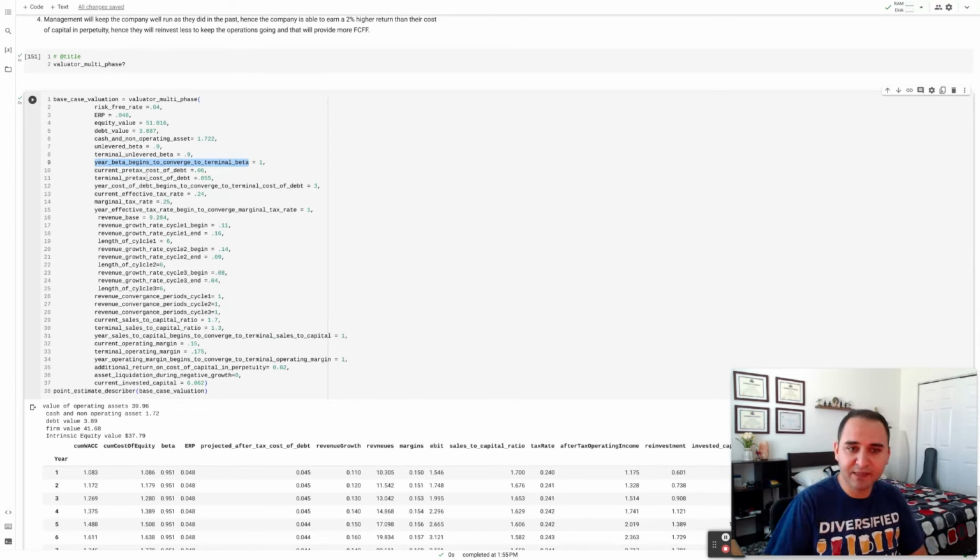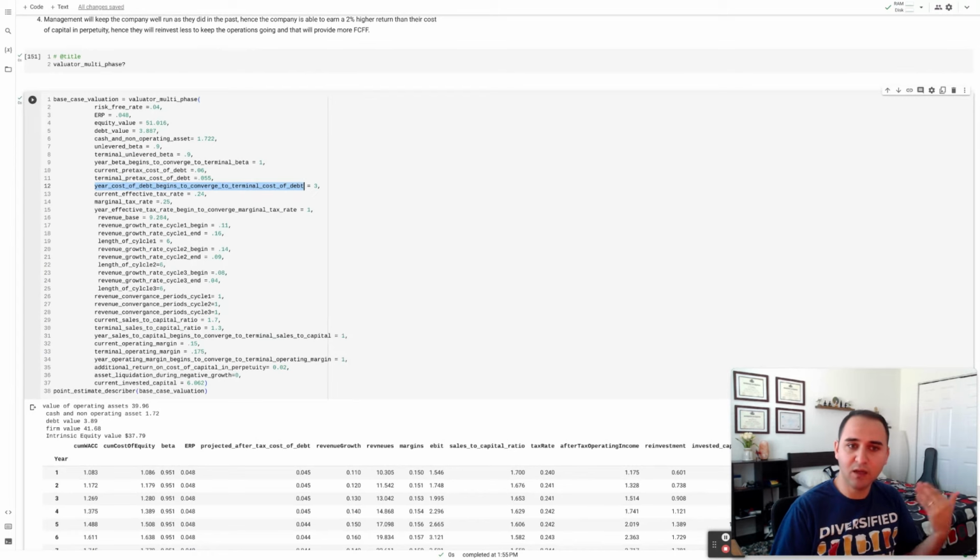The next parameter is current cost of debt pre-tax and the terminal cost of debt pre-tax. And again, the year that the convergence is going to take place. And again, this is because if you have a firm that is leveraged up, it has a lot of debt, but it's perhaps cash flow positive, you're going to be using the cash flow to pay off debt. When you do that, the cost of capital is going to change. Your cost of debt's going to go lower, as well as your cost of equity.